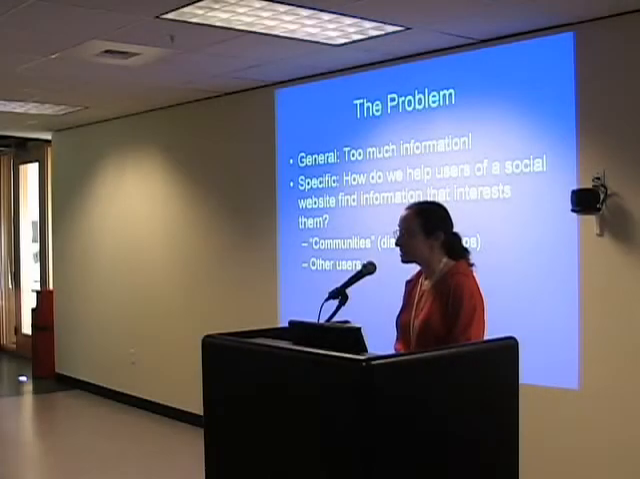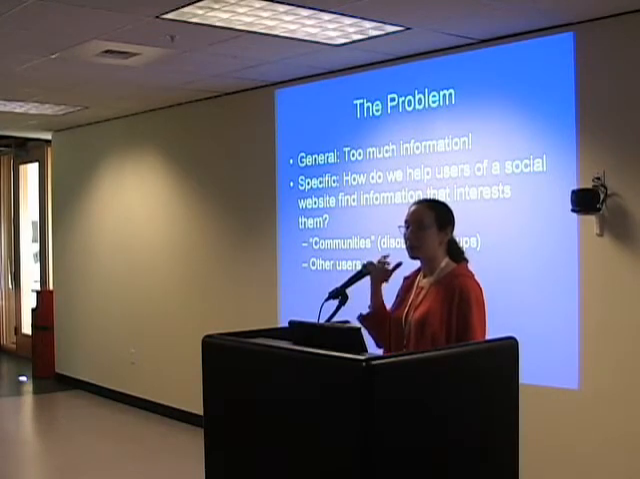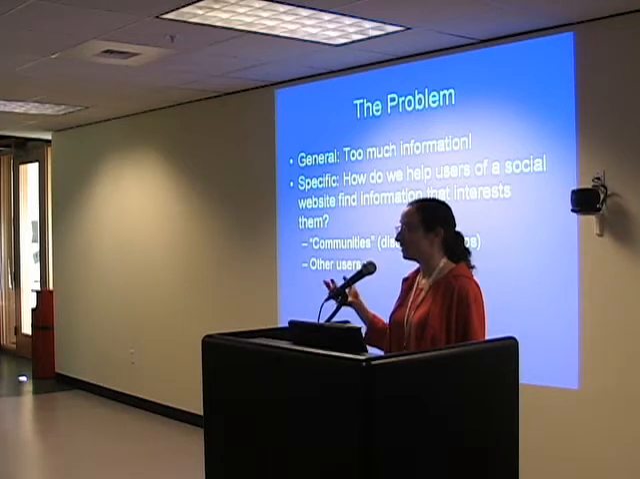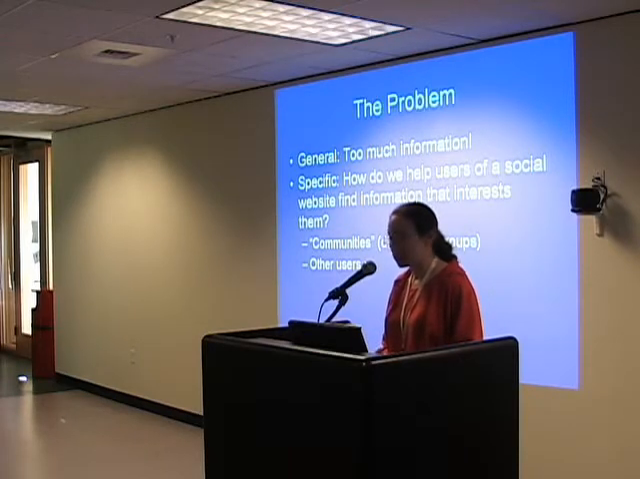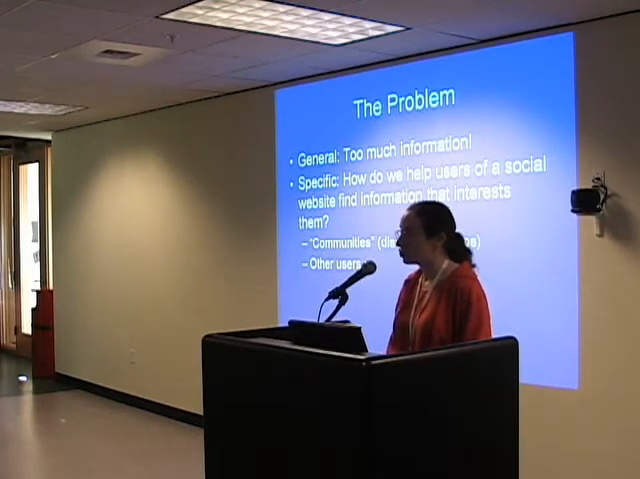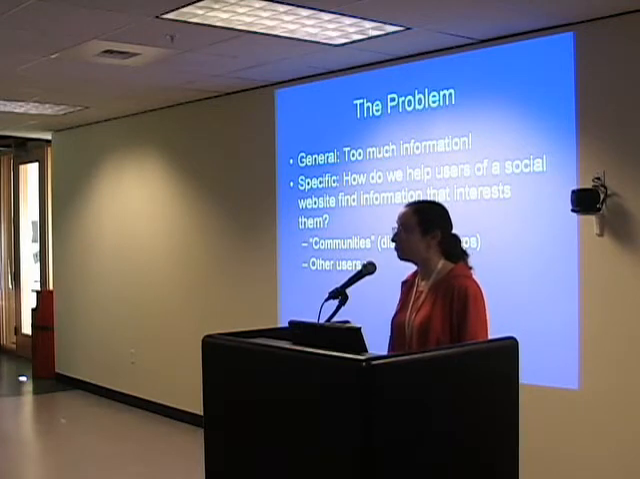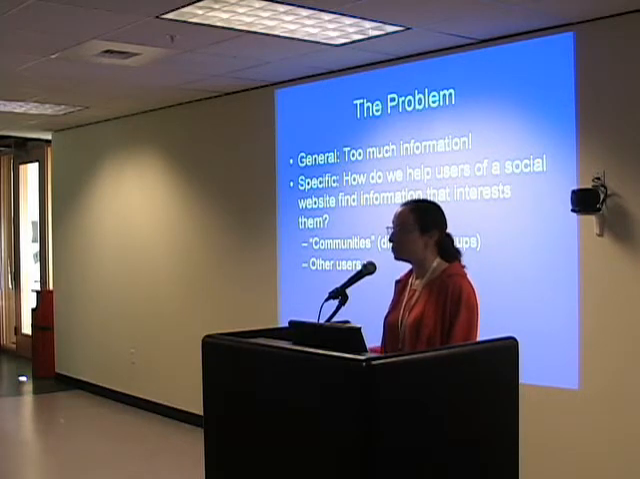One of the main problems of computer science is that there's too much information out there. The amount of information grows exponentially, at least, but our ability to handle information doesn't. And the specific problem I looked at is how do we help users of a social website find information that interests them? Specifically, how can users of ORCID find communities?